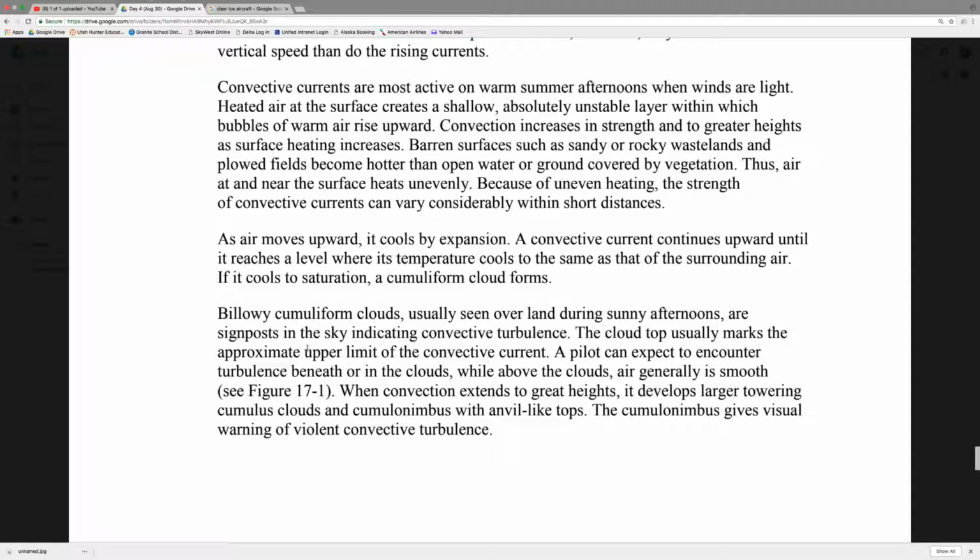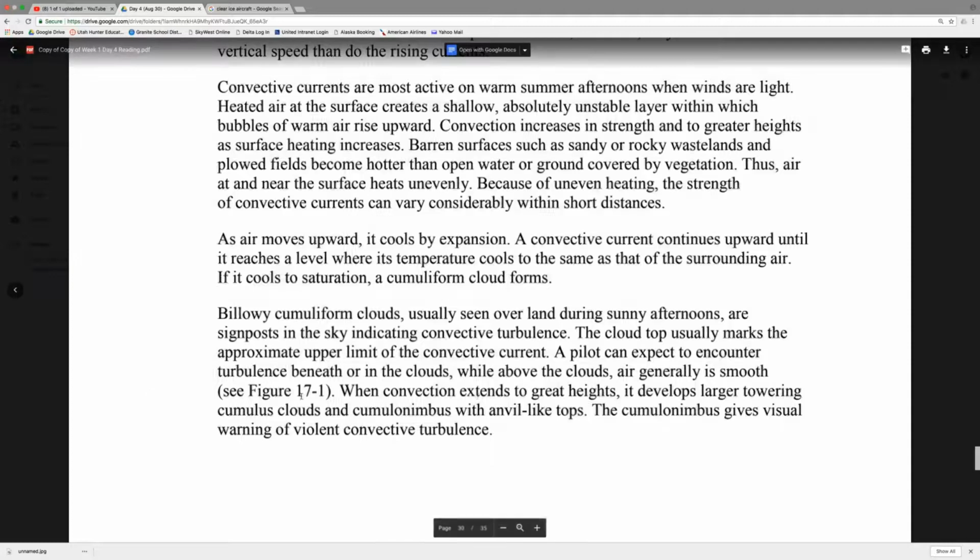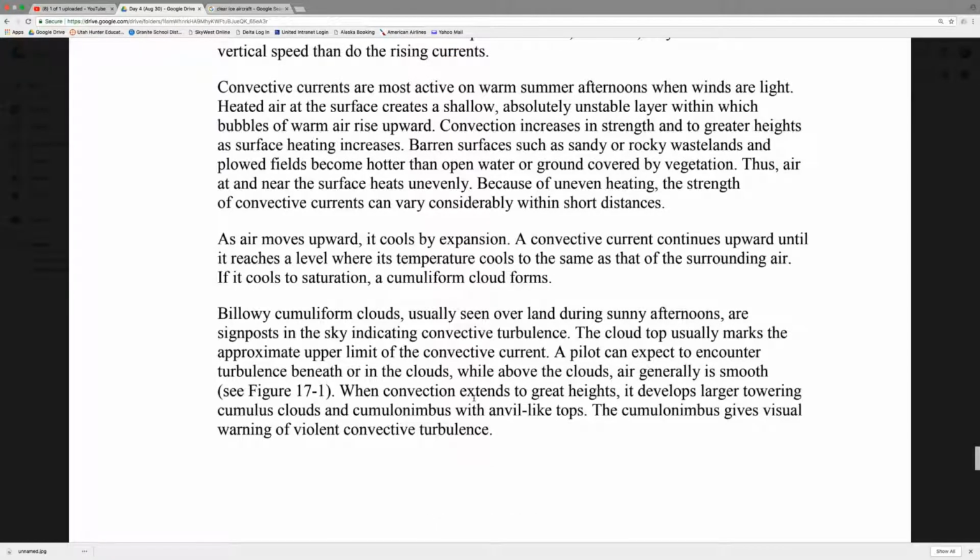The cloud top usually marks the approximate upper limit of the convective current. Pilots can expect to encounter turbulence beneath or in the clouds, while above the clouds, air is generally smooth, right? Because it loses all of its energy at the top of the cloud and just kind of dies out.